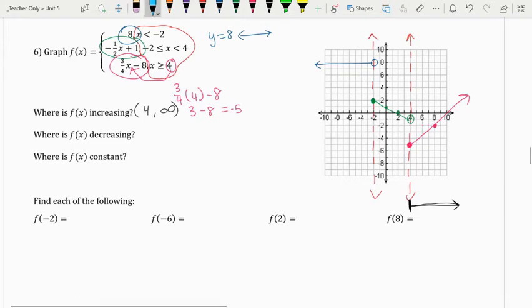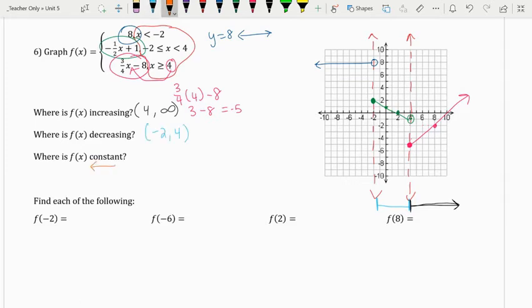Same thing for decreasing. We just find the area where it is decreasing. Sometimes you might not have any, so you would put none, or you could put no solution. But in this case, this middle chunk is an area that is decreasing from left to right. So that means farthest left would be -2, and it goes all the way to +4.